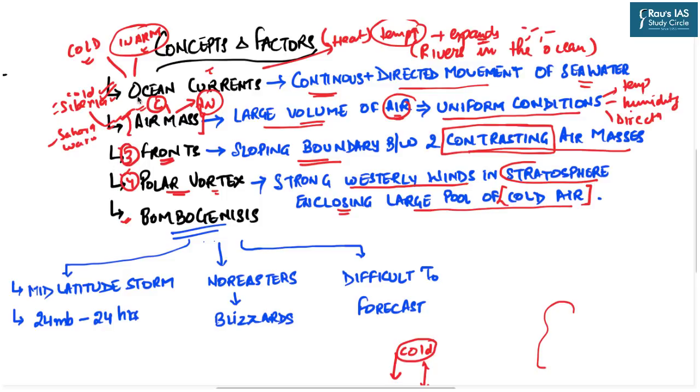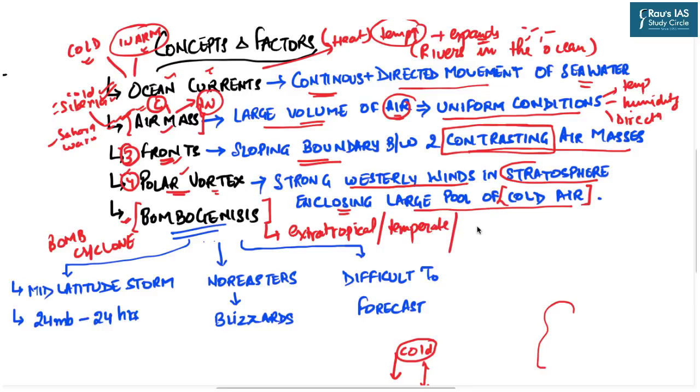So by now we have discussed four important concepts: ocean currents, air mass, fronts and polar vortex. Now we'll come to our topic, that is bombogenesis. What do we mean by bombogenesis? Bombogenesis is a phenomenon which leads to the generation and development of a bomb cyclone. Now, what are bomb cyclones? Bomb cyclones are also extratropical cyclones. These extratropical cyclones are also called temperate cyclones or frontal cyclones. Now, why are these cyclones called frontal cyclones?